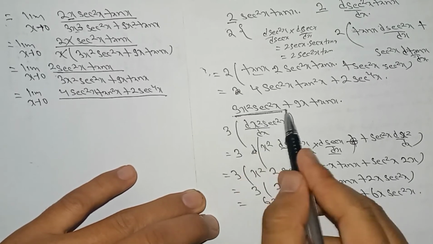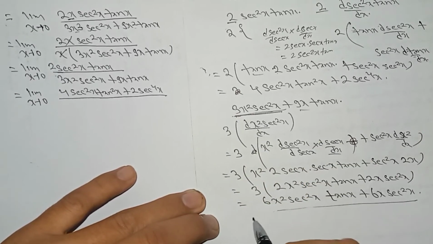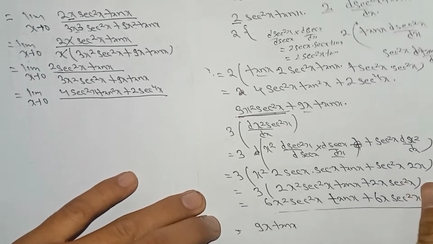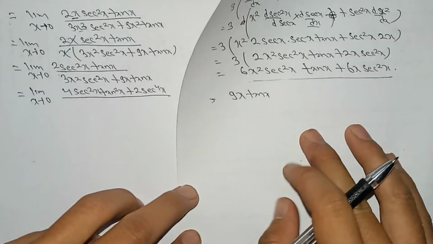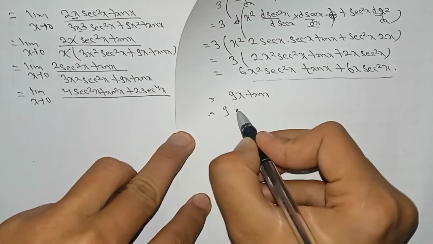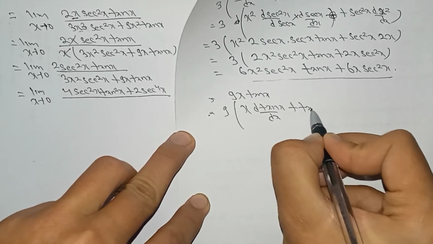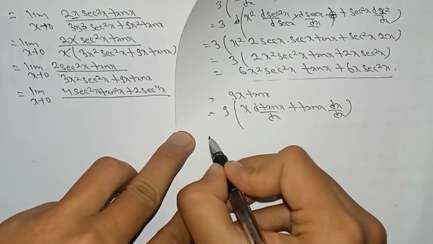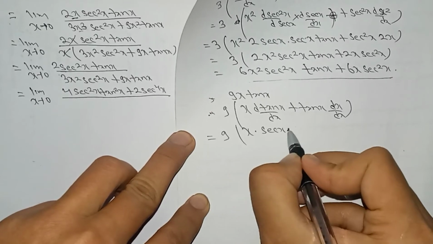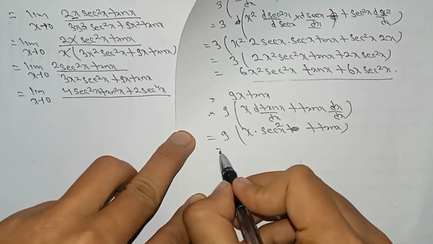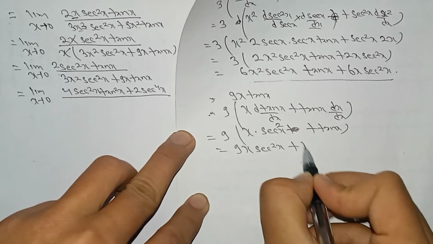So that is the first term. And for 9x tan x, we can write 9 times (x d tan x by dx plus tan x dx by dx). Okay, so 9 times (x sec square x plus tan x). So we can write this as 9x sec square x plus 9 tan x.